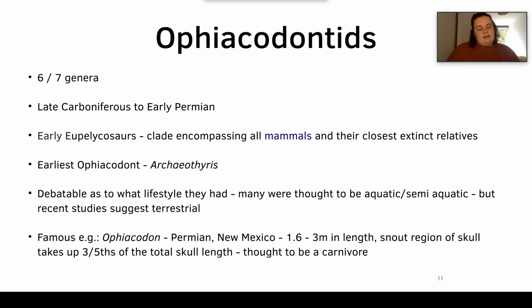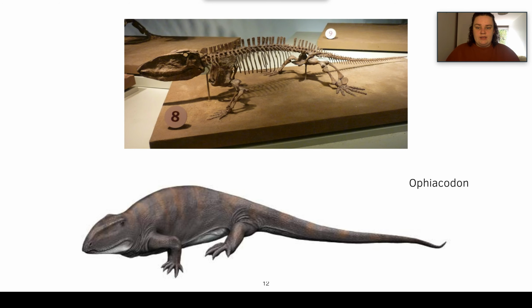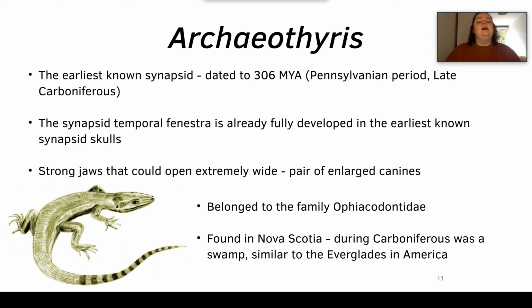This ranged in length from 1.6 to 3 meters, and the snout region of the skull takes up 3/5 of the total skull length. It's thought that Ophiacodon was a carnivore, and that's based on its teeth. So here's the fossil Ophiacodon. There we have an artist's rendition of what it looked like when it was living.